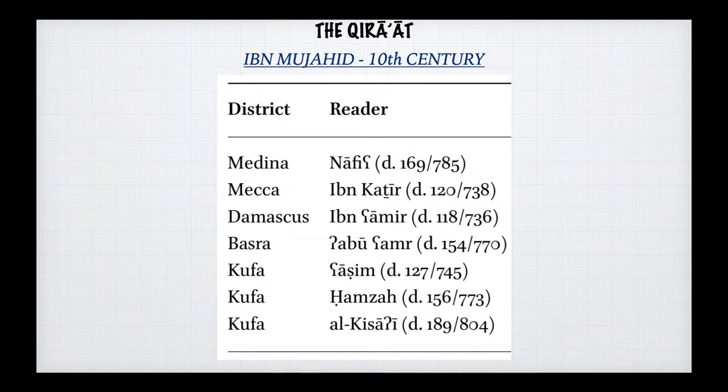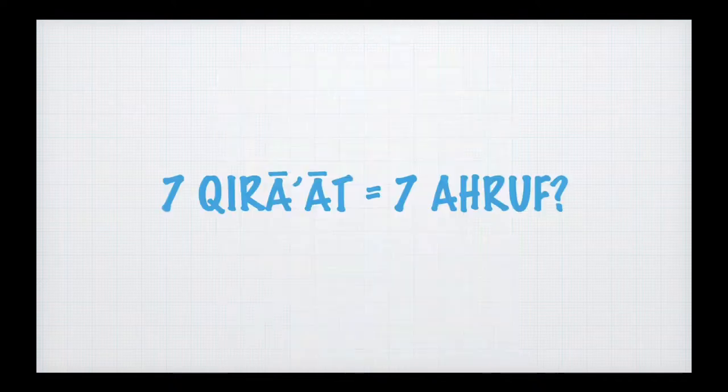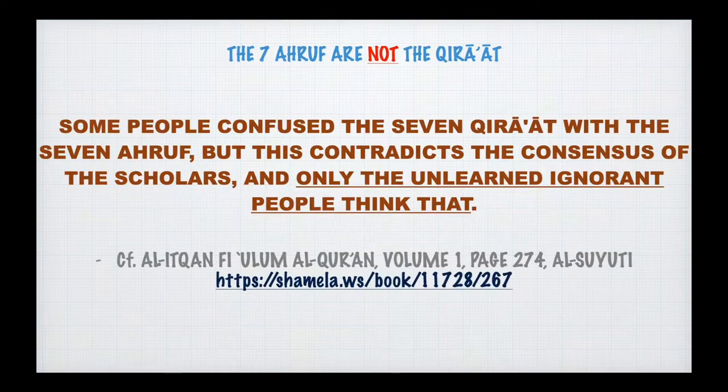readings of the Quran, and so you might ask the question, okay, there's 7 ahruf, and then there's 7 qira'at that he chooses. So you might think, is that the 7 qira'at? Are they the 7 ahruf? And the answer that Muslim scholars say is no, it's not. And so we have As-Suyuti, and this is just kind of a paraphrase of what is in his book here.